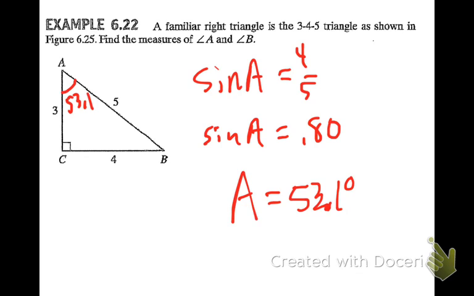Now, there's an easy way we could find B. What would be the easiest way to find B? Shatise? You do 90 minus 53.1. Yeah, we could do 90 minus 53.1. But in the spirit of using trig, let's find angle B. Let's use cosine. Cosine of B equals what ratio? Madeline.